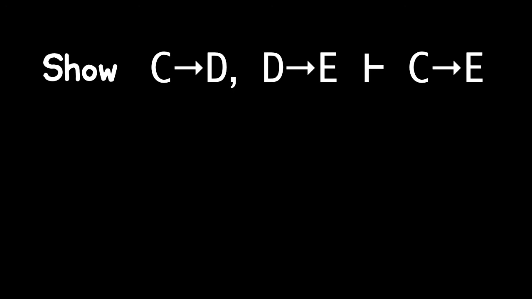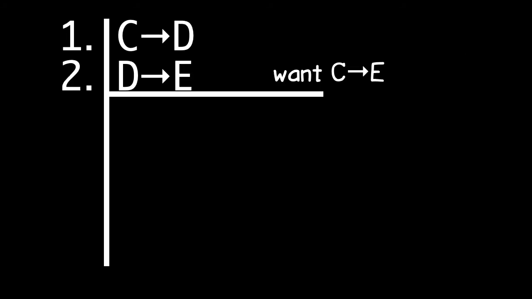Suppose we have this problem. Recall the turnstile symbol says a proof is possible. So what this says is that if we take C arrow D and D arrow E as premises, we can give a proof of C arrow E. We set up the proof in the usual way. We put the premises on the first lines, and then we draw a horizontal line underneath that. What we want is C arrow E, and that means it needs to be the last line of the proof.